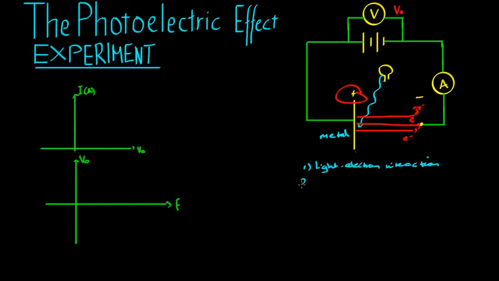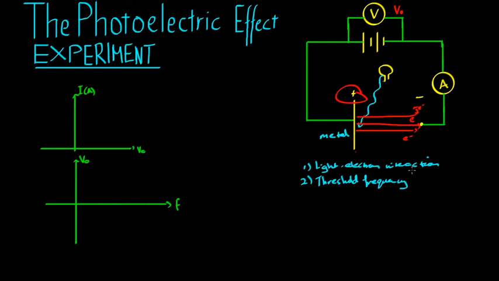The second observation was this. If I keep the same metal surface here and shine blue light on it, I get electrons ejected. But if I go ahead and shine yellow light on the metal surface, I may not get the electrons to eject. So there is a threshold frequency. The frequency of blue light is high, the frequency of yellow light is lower.